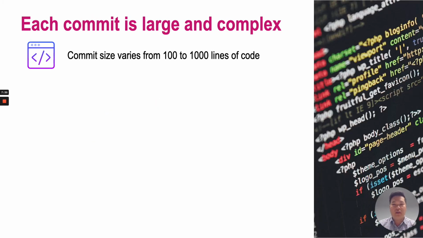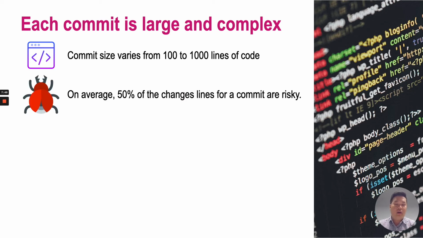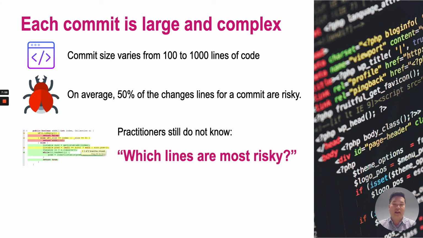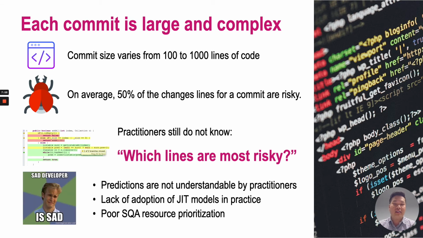As everyone knows, each commit is still very large and complex. The size of the commits varies from 100 to 1000 lines of code, but not all lines of code in a commit are actually risky. Surprisingly, only 50% of them are actually important, so practitioners still don't know which lines are most risky. Since current predictions are not understandable by practitioners, it could lead to a lack of adoption of JIT defect models in practice and poor SQA resource prioritization.